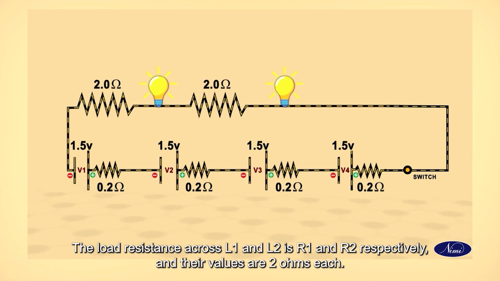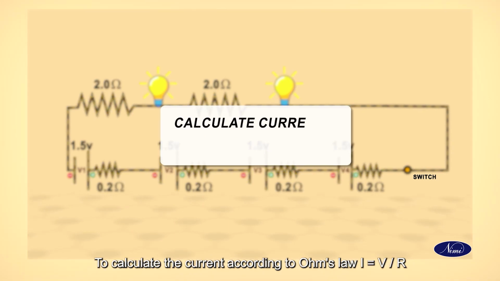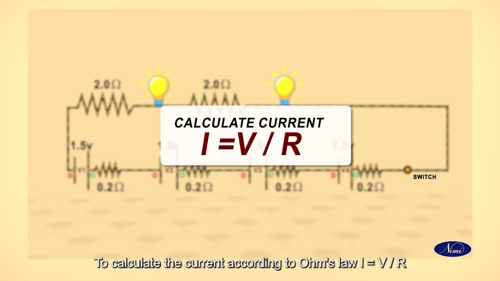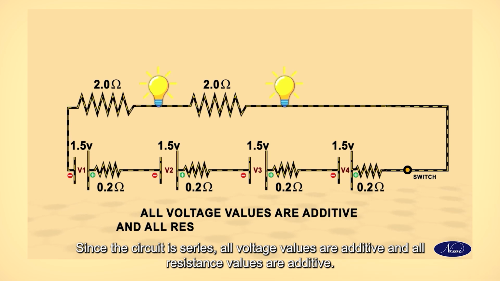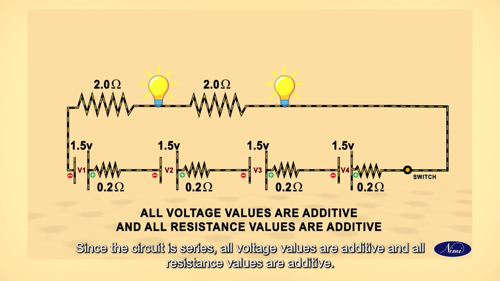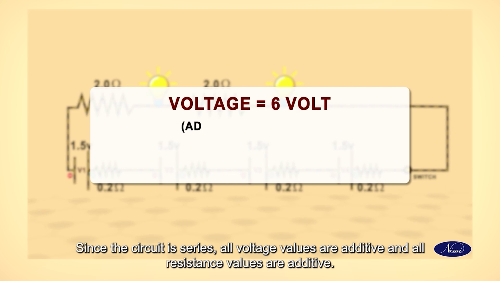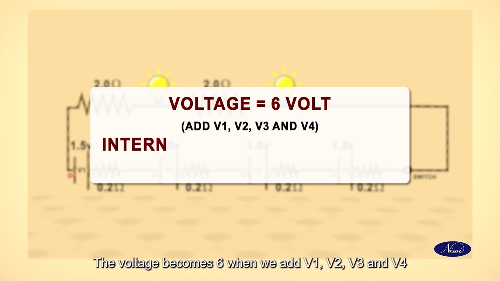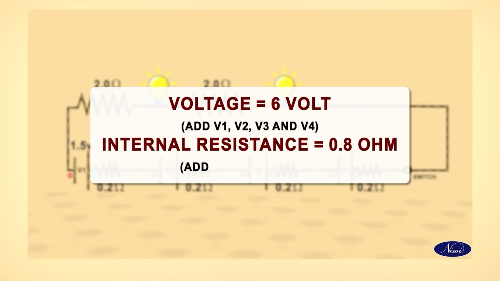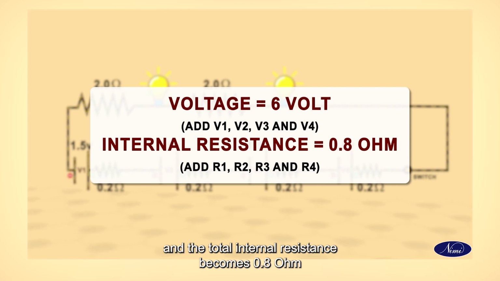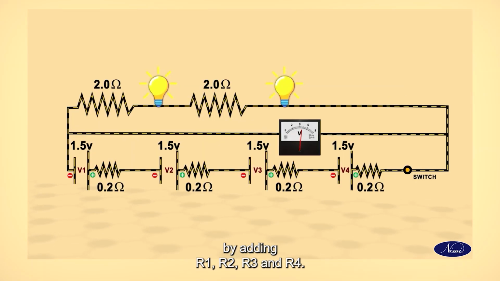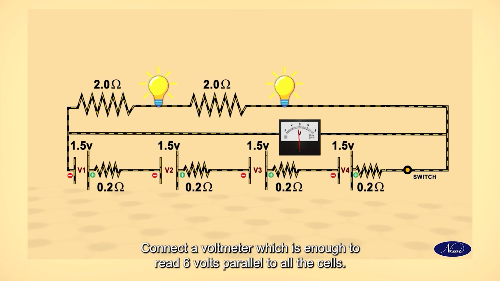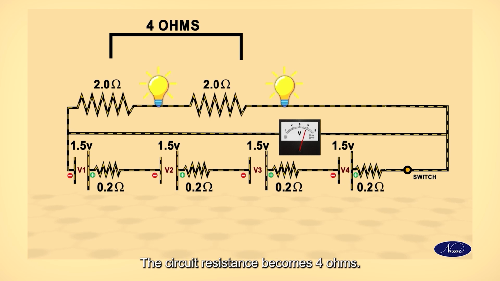To calculate the current according to Ohm's law, I is equal to V by R. Since the circuit is series, all voltage values are additive and all resistance values are additive. The voltage becomes 6 when we add V1, V2, V3 and V4, and the total internal resistance becomes 0.8 ohm by adding r1, r2, r3 and r4. Connect a voltmeter which is enough to read 6 volts parallel to all the cells. The circuit resistance becomes 4 ohms.